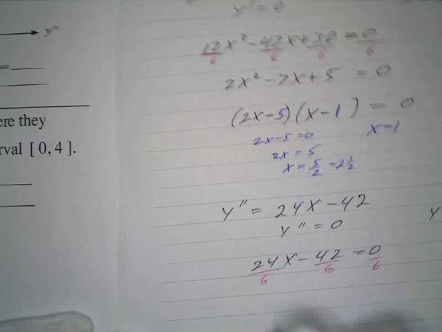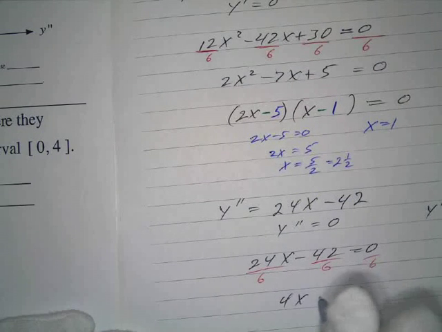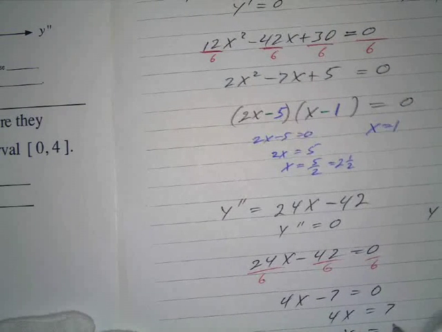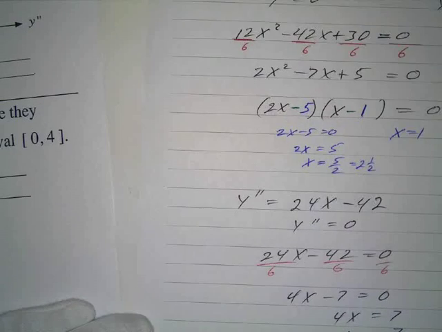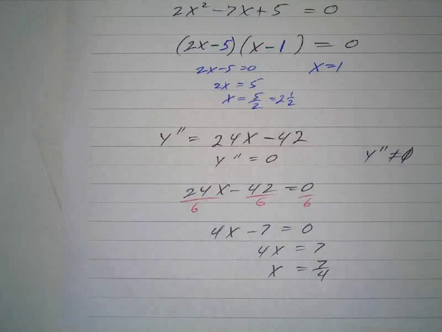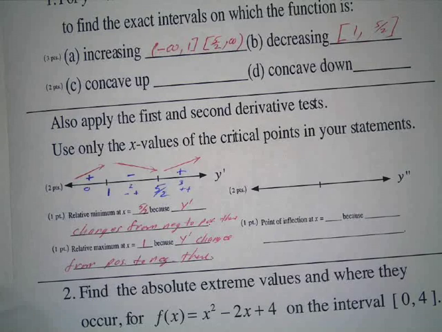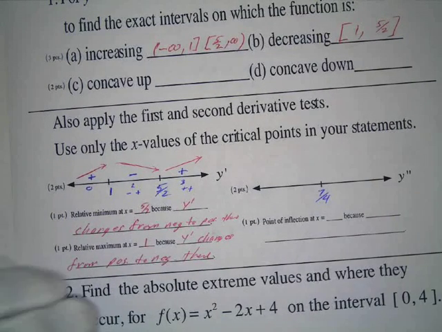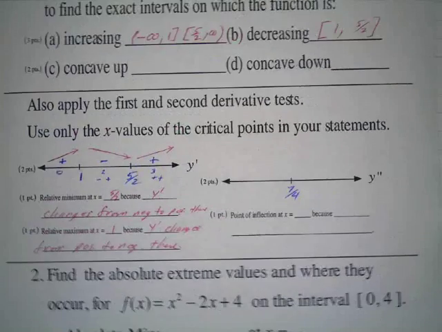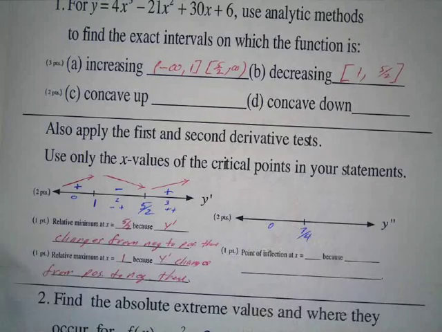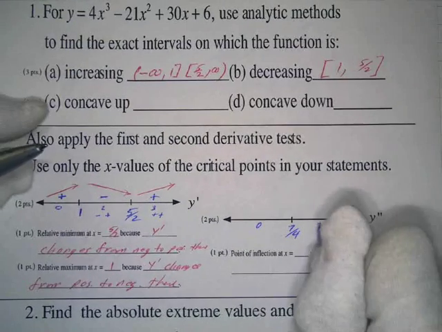And I get 4x minus 7 equals 0, so 4x equals 7, so x equals 7 over 4. Okay, so that's going to be a possible point of inflection. Hope you can see all that. Sorry about that. So we set the second derivative equal to 0, and we get 7 over 4. So that goes over here. So is that a point of inflection? Well, we have to check and see if it changes signs, and it's pretty easy. We could try 0 because that's less than 7 over 4, and we could try 2 because that's greater than 7 over 4.